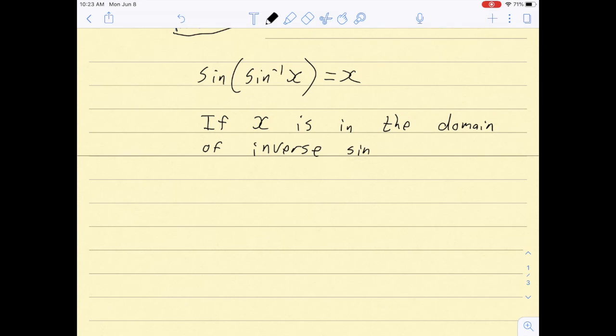So we would have an issue if we said sine of inverse sine of 5 pi over 6. That's not an option. Now we have an issue that has to be dealt with. So that would not be equal to 5 pi over 6. But as long as it's in the domain of the inverse sine from negative pi over 2 to pi over 2, then it's just equal to the variable.